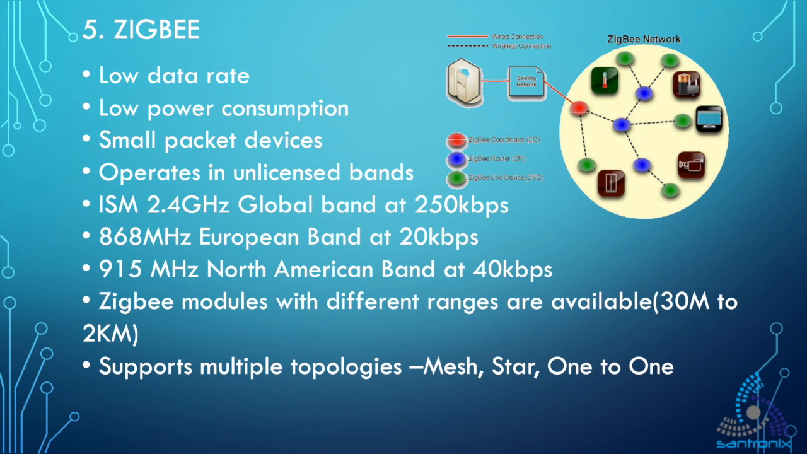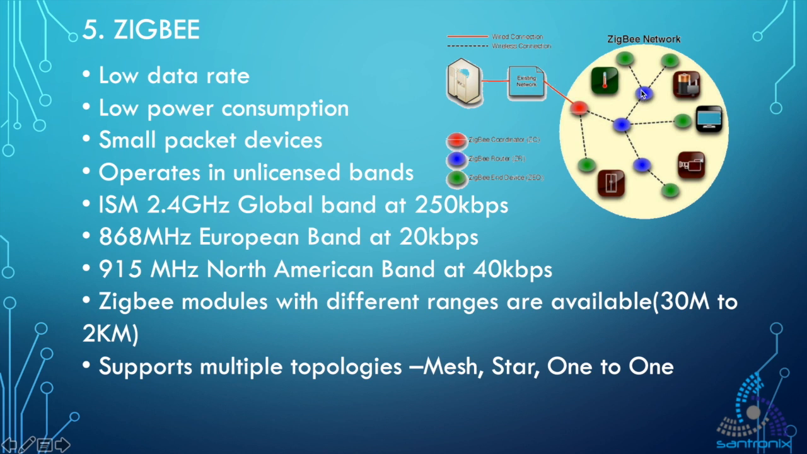Then ZigBee models with different ranges are also available. We can get a ZigBee model as low as 30 meters to as high as 2 kilometers as well. And then it also supports multiple topologies, for example, mesh, star, one to one. Now, what is mesh, star, one to one? So mesh is basically where every device in the group communicates to every other device, right? So you can see this device communicates with this device, which again communicates with this. So every device communicates with every device, which is called a mesh.